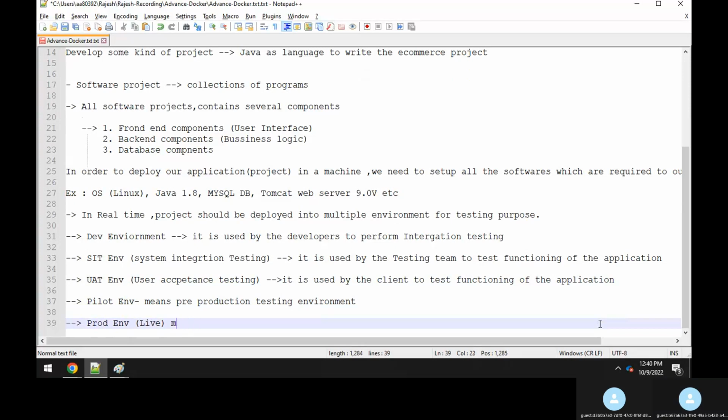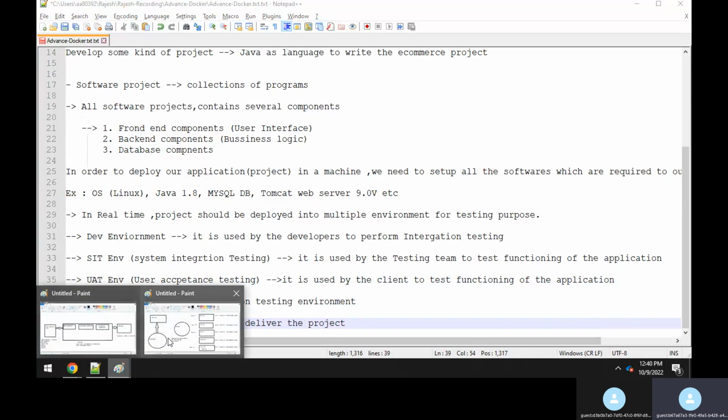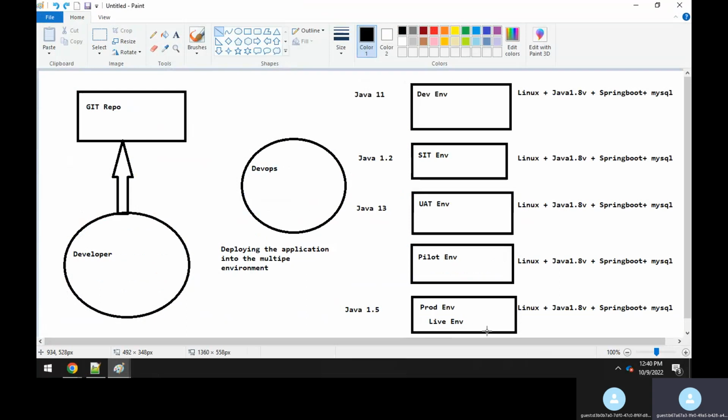It is used to deliver the project. That means the whole application at the end would be deployed into your production environment. Now, as I said earlier, the challenging task for the DevOps engineer is to deploy this application into these various different environments.